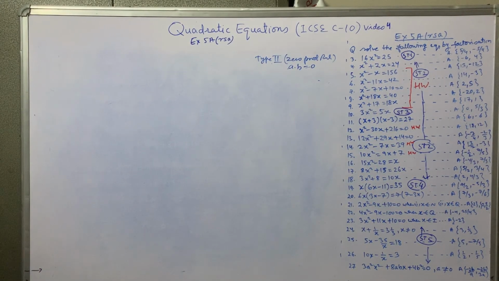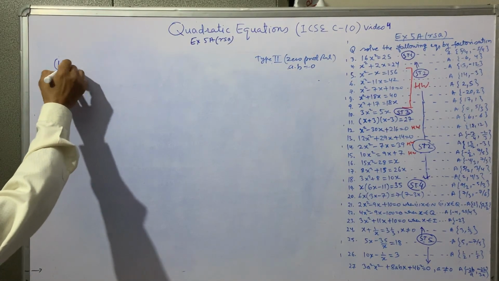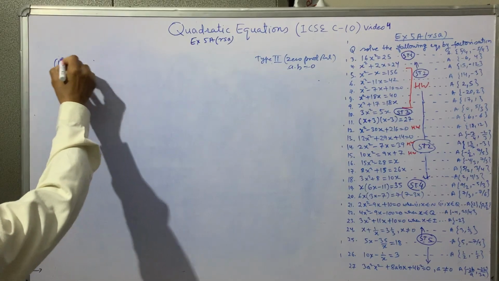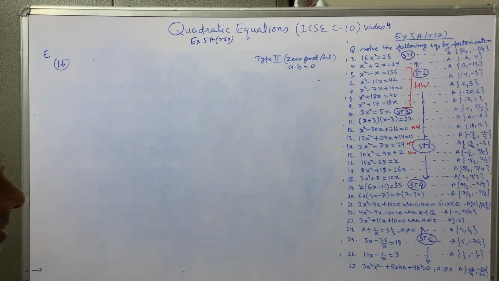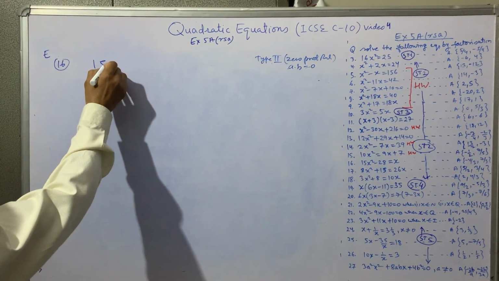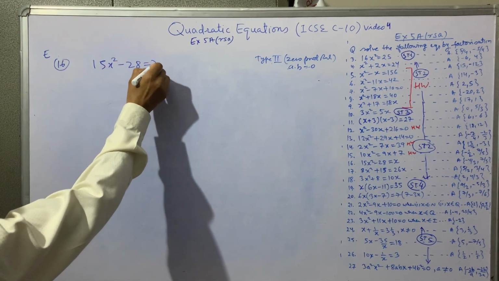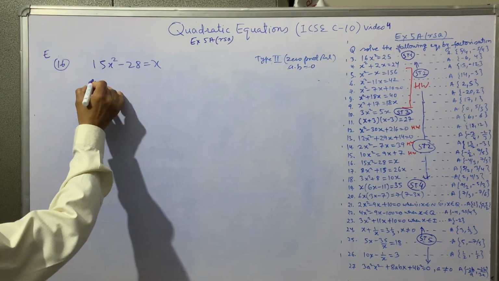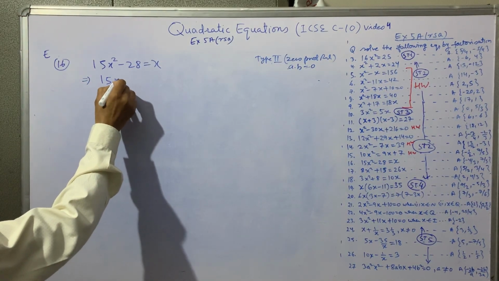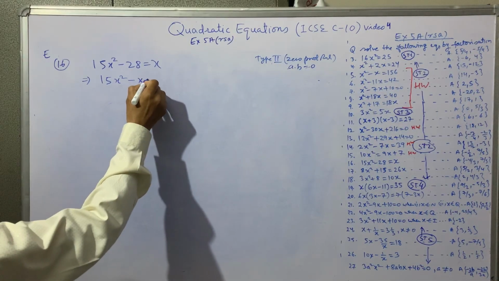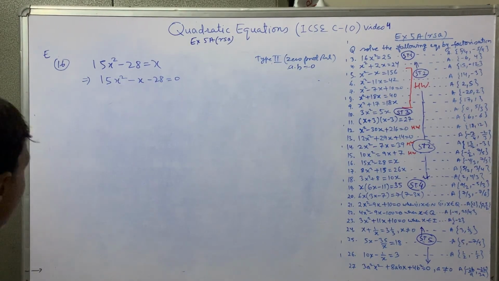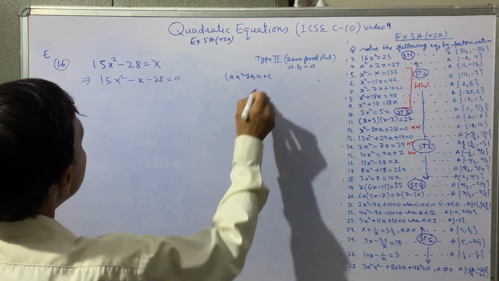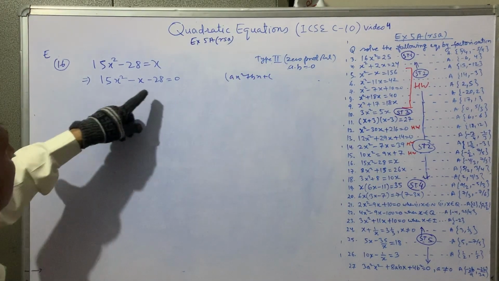So look at the 16th question. What is there in the 16th question? We see there is 15x square minus 28 is equal to x, which is also in the form ax square plus bx plus c. So we shift this x towards the right, we get 15x square minus x minus 28 is equal to 0. So this is the quadratic form, ax square plus bx plus c, and in this we multiply a into c.